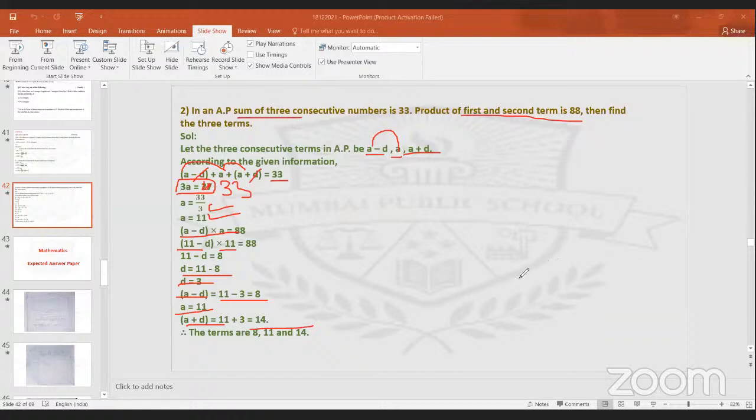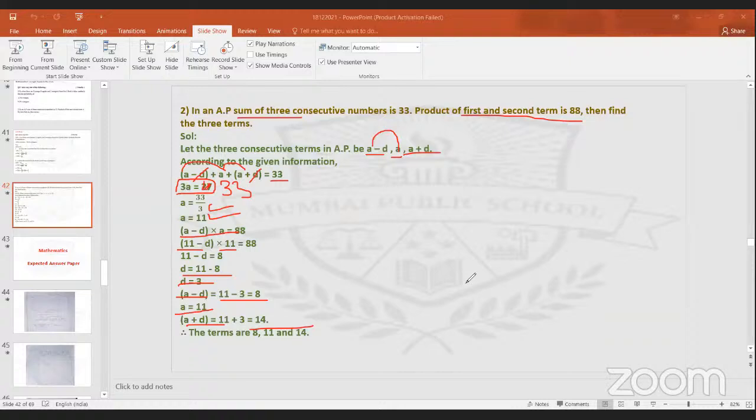Is this clear, Krishna? Yes, Dhanalakshmi. Krishna, is the doubt clear, beta? Yes, sir, clear. Dhanalakshmi. Good evening, sir. Yes, good evening, beta.